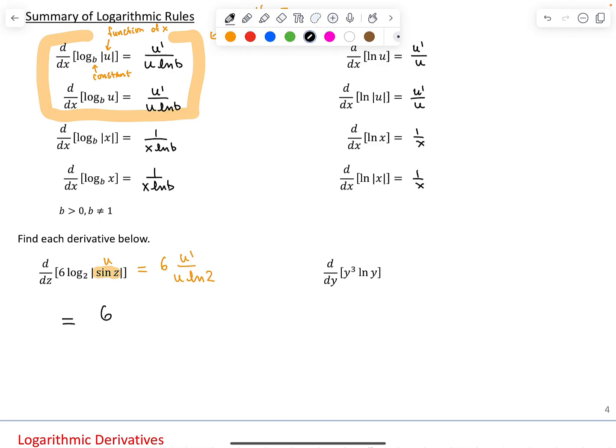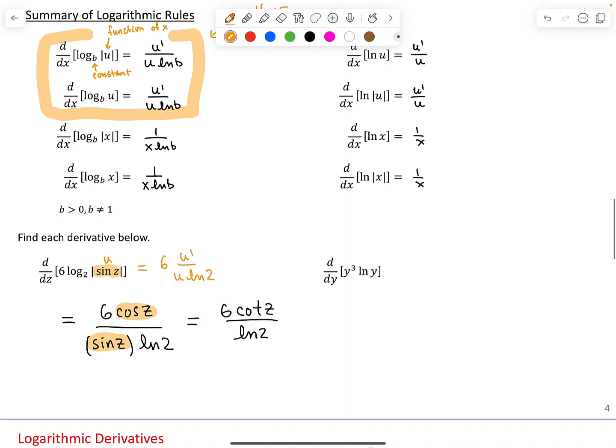So we have 6 times, and then we have to differentiate sine of z. Z is the independent variable, and the derivative of sine of z is cosine of z, over the argument, which is just sine z, right? We don't need the absolute values on it, and then times the natural log of the base. Now, if you want, you could rewrite the trig functions, because cosine of z divided by sine of z is the same thing as cotangent of z. So we could also say that we have 6 cotangent of z all over a natural log of 2.